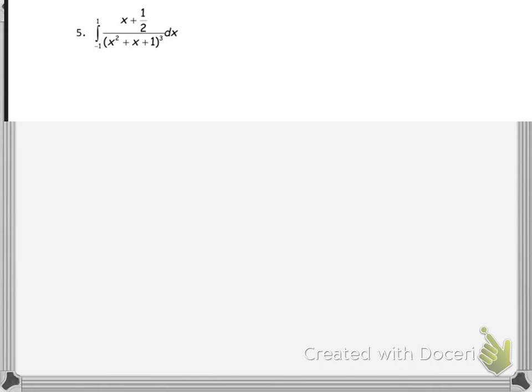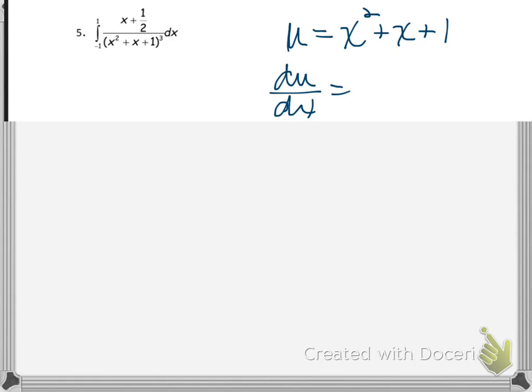Okay, so we're going to do a u substitution, and we're also going to switch out our endpoints and make them equivalent values of u. So the most complicated section is the denominator. So u will be equal to x squared plus x plus 1, and that means du dx equals 2x plus 1. So du divided by 2x plus 1 will equal dx.